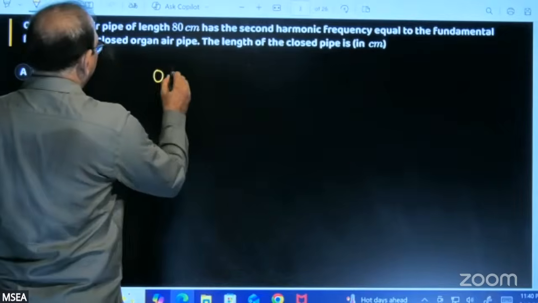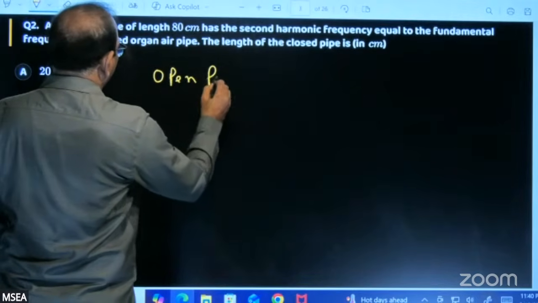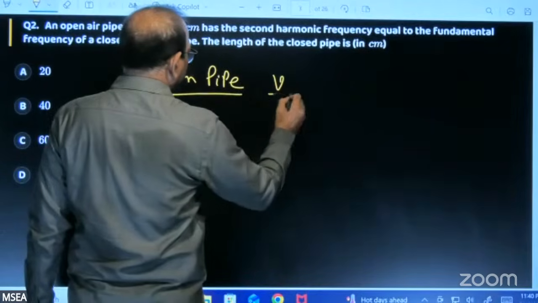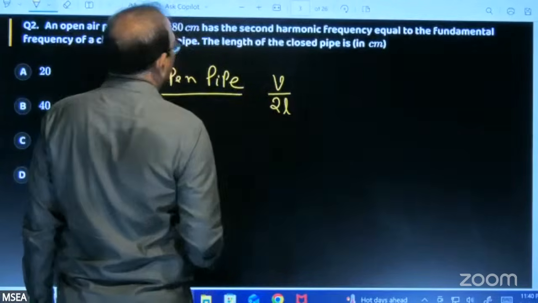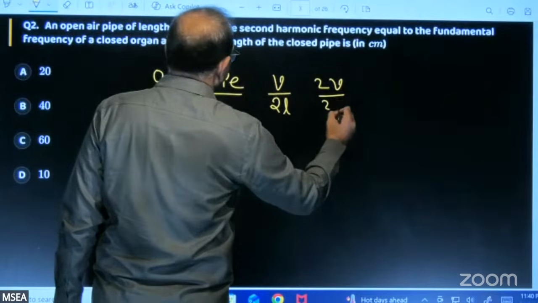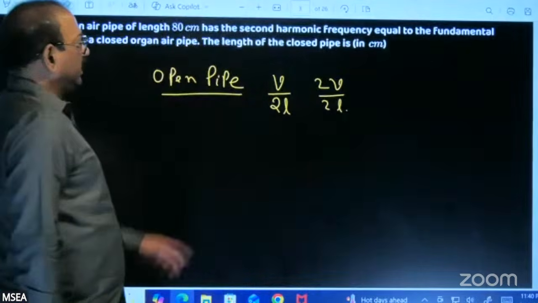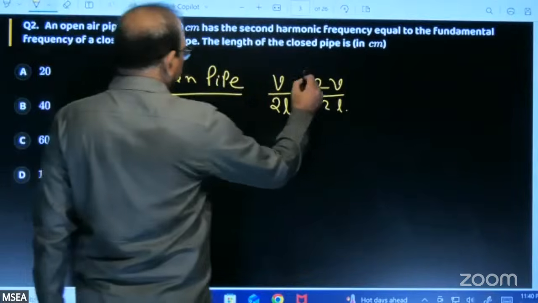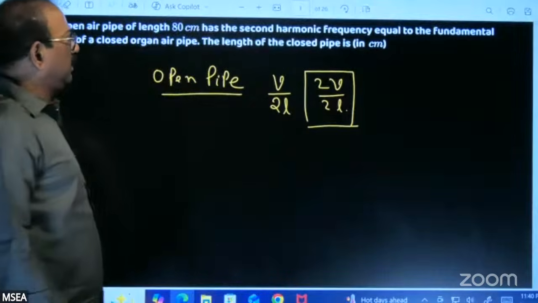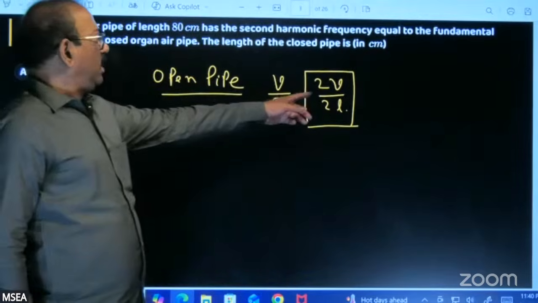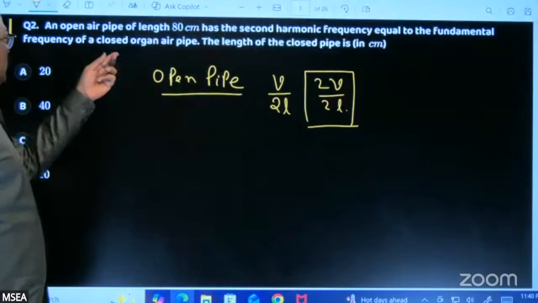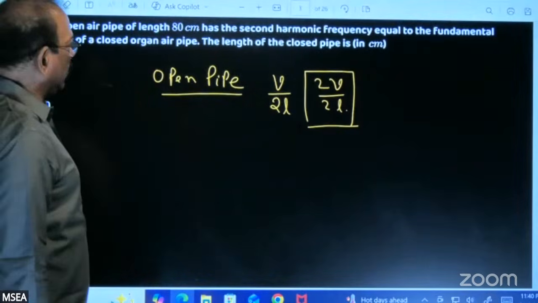For the open pipe, what is the fundamental frequency? V by 2L. Second harmonic means 2 times V by 2L. Second harmonic means 2 times the fundamental frequency. You know? This second harmonic frequency of the open pipe is equal to the fundamental frequency of the closed pipe.